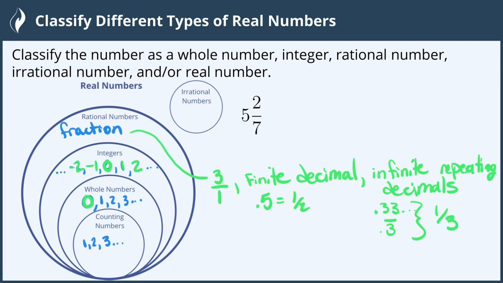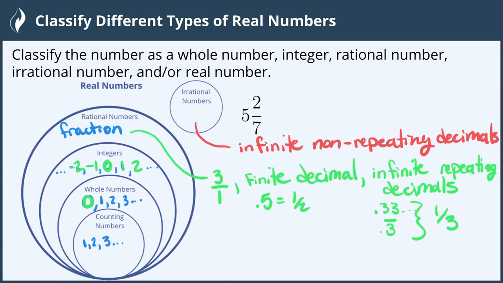Then the next step was numbers that didn't fit in any of these categories. These are irrational numbers. These are infinite non-repeating decimals. And they all fit in the category of the real number system.